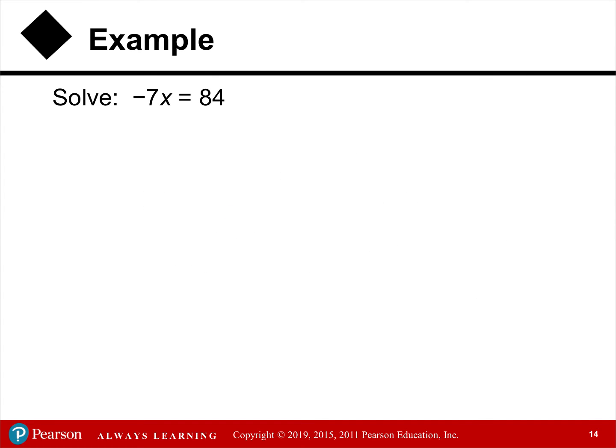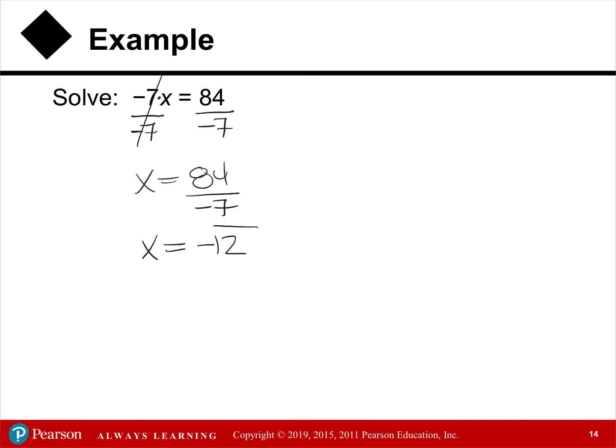Okay, now we're going to do it with a negative, so it's not any different. We're still going to divide by 7 because that's the opposite of multiplying, right? But we're going to divide by a negative 7 just to get rid of all of it. And what we do to one side, again, we're going to do to the other. Then I'm going to rewrite it. Then I'm going to try it on my calculator, and I'm going to see I get negative 12.